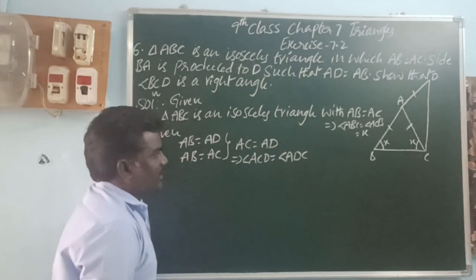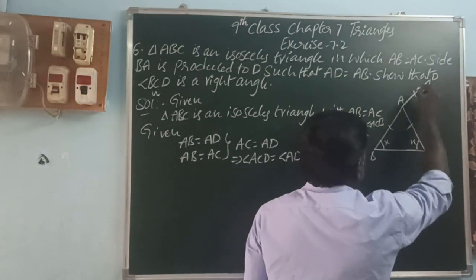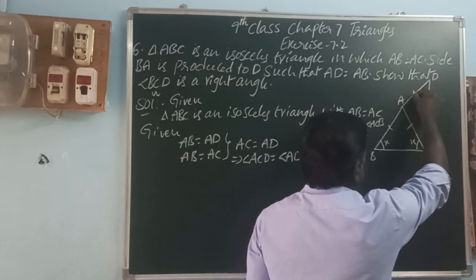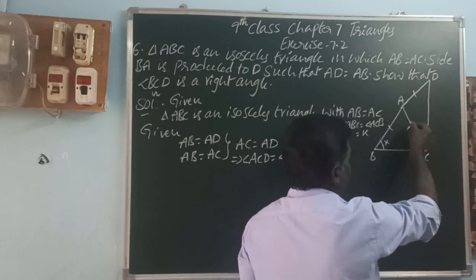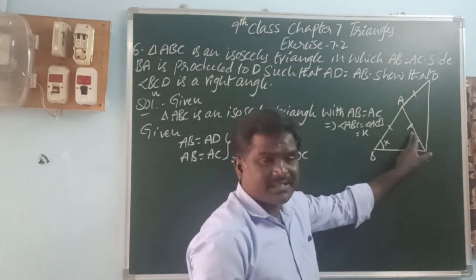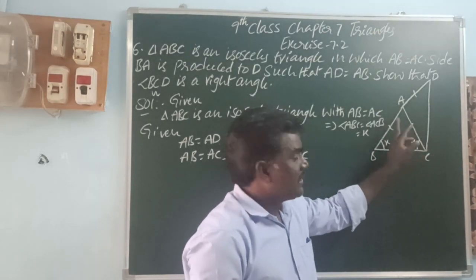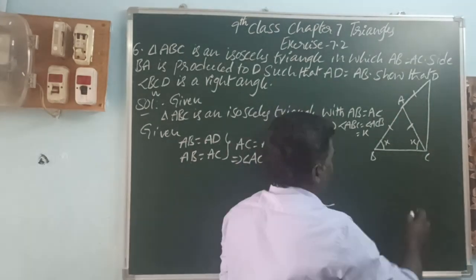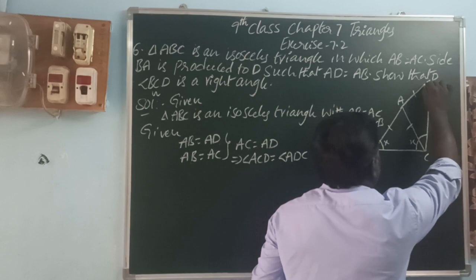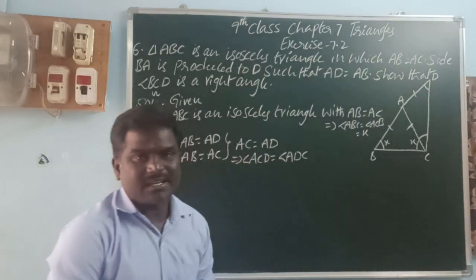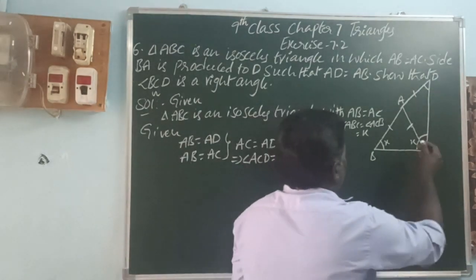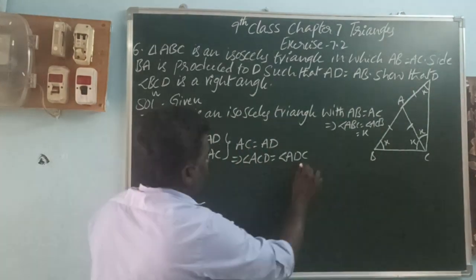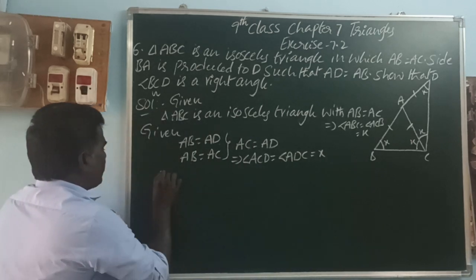Okay, so ఇక్కడ ఈ ట్రయాంగిల్ లో AC is equal to AD. Okay, then AD is equal to AC, because AB is equal to AC, AB is equal to AD, therefore AD is equal to AC. So in this triangle, these two angles are equal. Here we don't know that angle, it is X. So the angle is X.